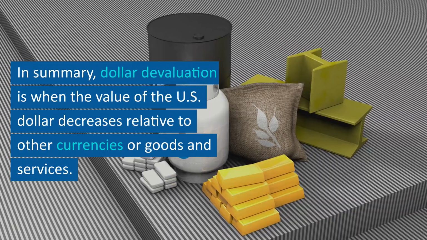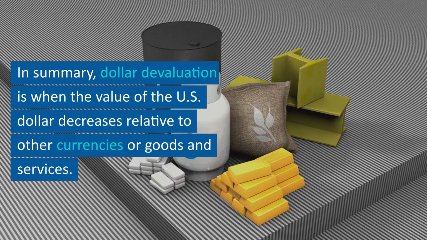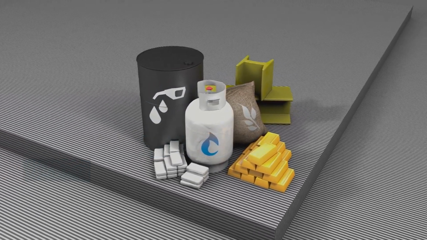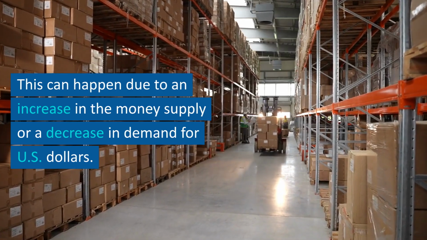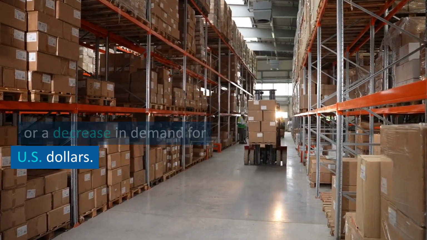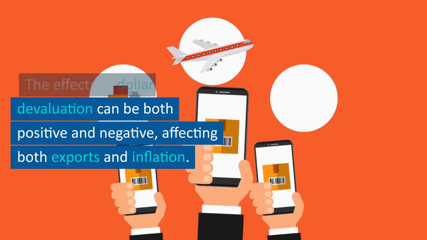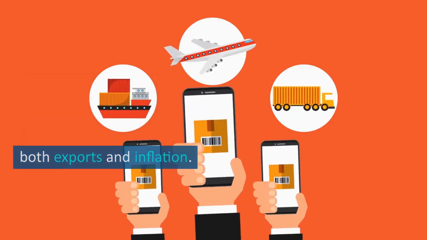In summary, dollar devaluation is when the value of the US dollar decreases relative to other currencies or goods and services. This can happen due to an increase in the money supply or a decrease in demand for US dollars. The effects of dollar devaluation can be both positive and negative, affecting both exports and inflation.